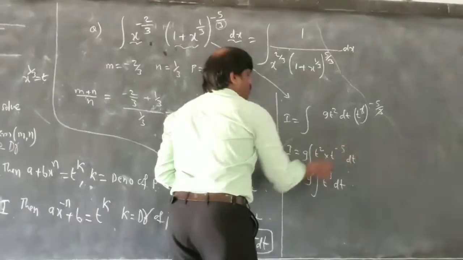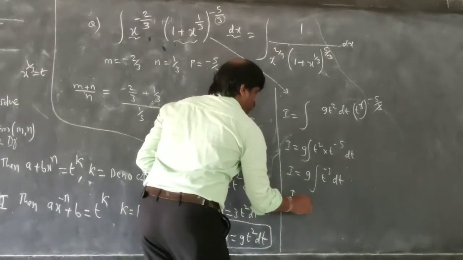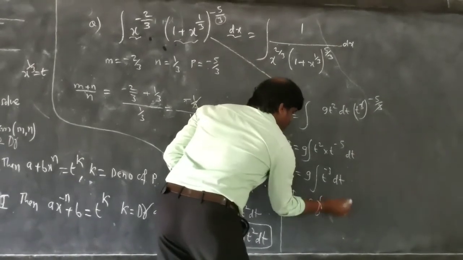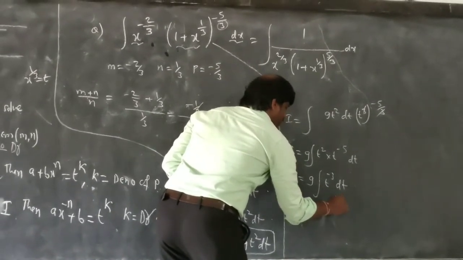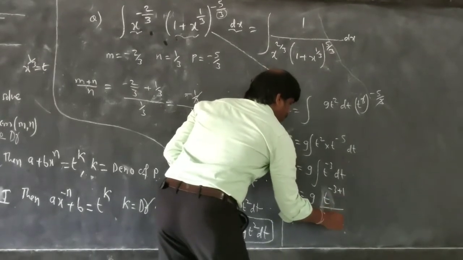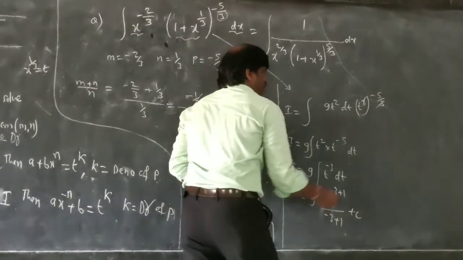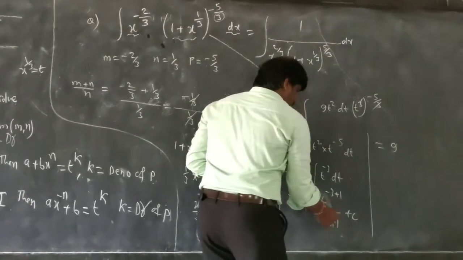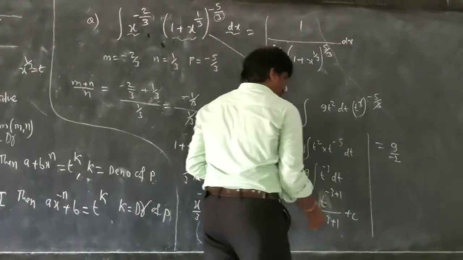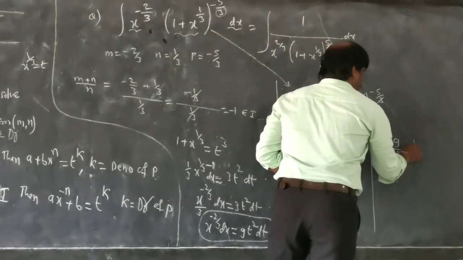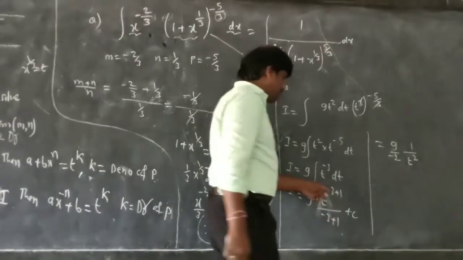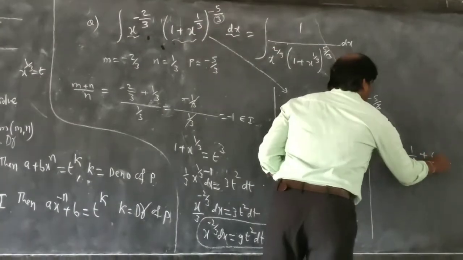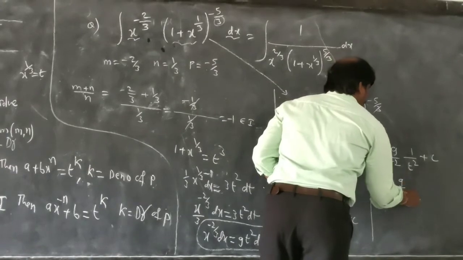So 2 minus 5 is minus 3. Then I is equal to 9 into the integration of 1 by t cube dt. This integration I will do. That is t power minus 3 plus 1 upon minus 3 plus 1, plus c. That finally I get as the answer: 9 into minus 2, and this I will get as 1 upon t power 2. This is minus 3 plus 1, which is minus 2. I can write plus c. This is your answer. So minus 9 by 2, 1 upon.